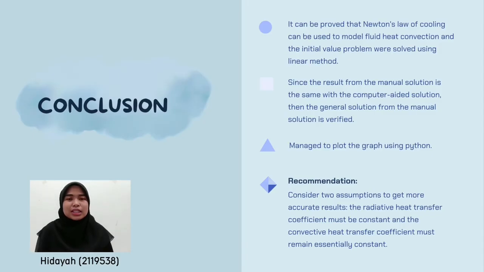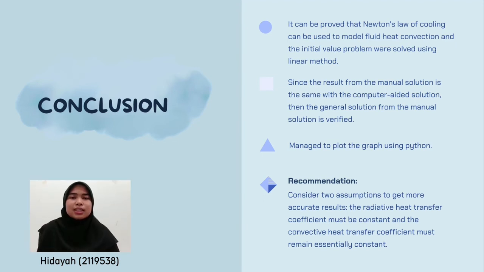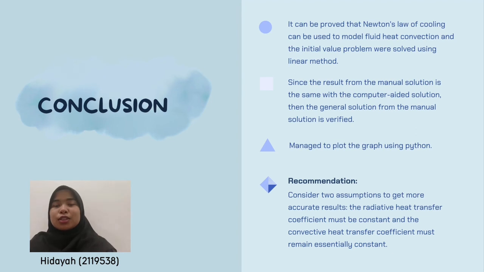The conclusion is that it can be proved that Newton's law of cooling can be used to model fluid heat convection. The initial value problem was solved using the linear method to compute the time taken for water to cool down. Since the result from the manual solution is the same as the computer-aided solution, the general solution from the manual solution is verified and we managed to plot the graph using Python.